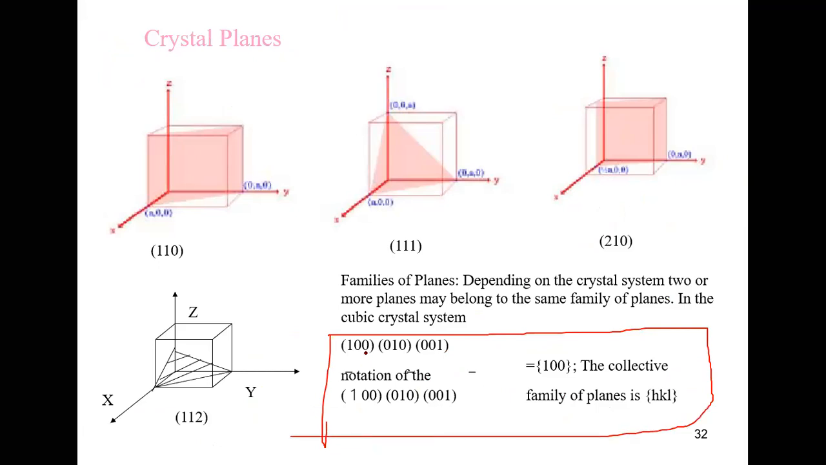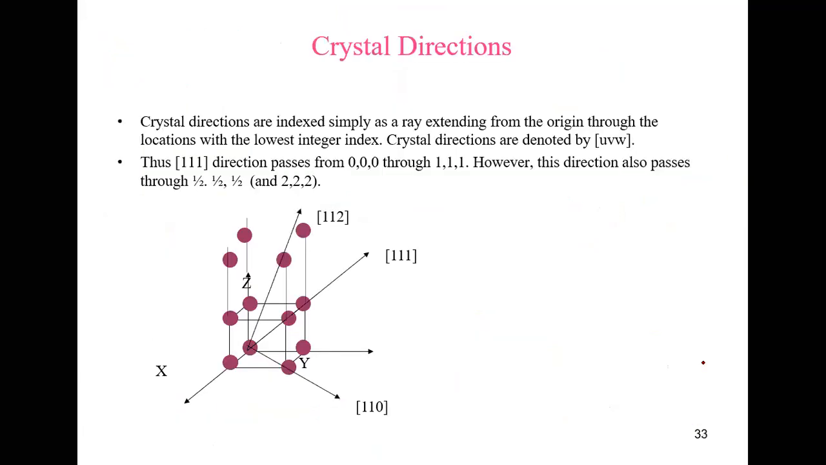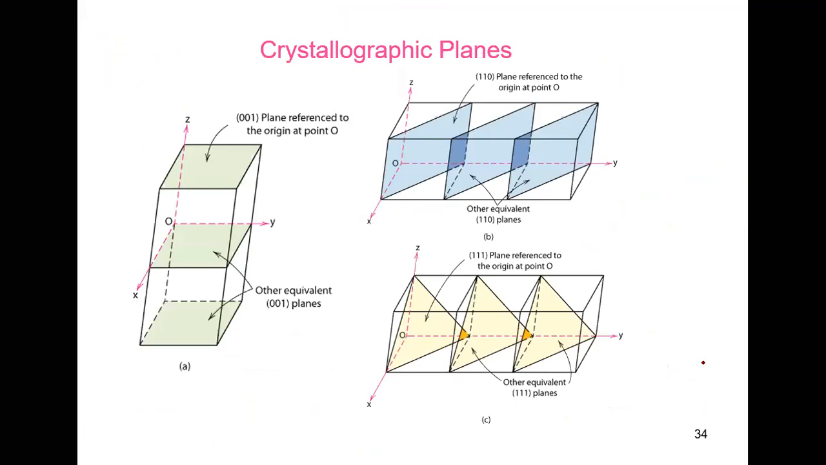So you have the 1, 0, 0 plane, and then this is 1 bar, it goes up, and 1 bar. So you can collectively express this by a family of planes, H, K, L in the second bracket.